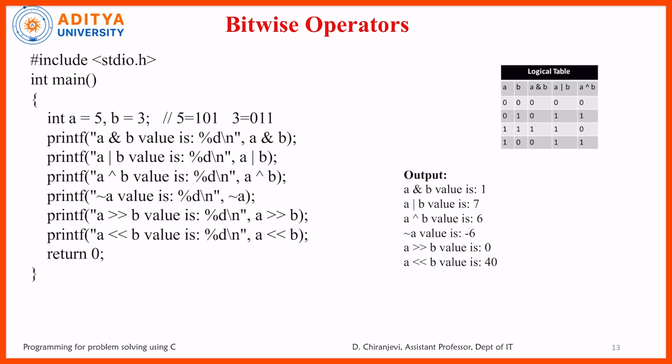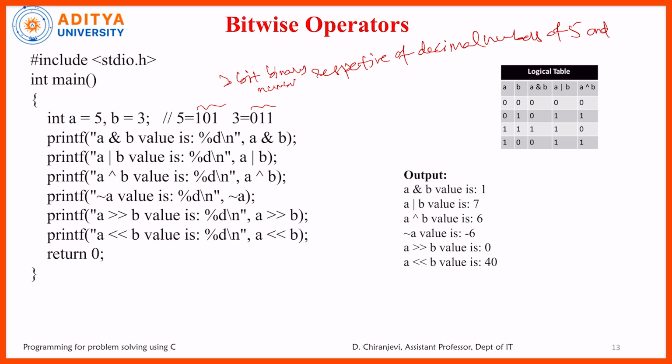So I have taken these values 5 and 3, and I have taken the respective 3-bit binary values. Okay, so these 101 and 011 are 3-bit binary numbers respective of the decimal numbers 5 and 3. So here 5 means the value is 101 and 3 means the value is 011.